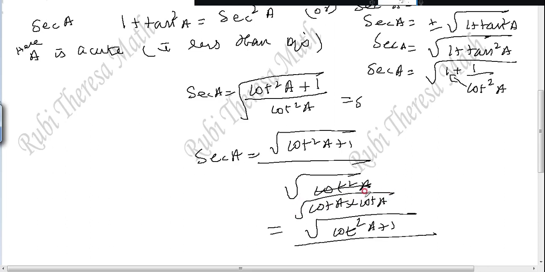What is it? Root of. Understand? So what is it here? Root of cot squared A plus 1 divided by cot A. There is no root in the denominator. You have taken square root, isn't it? Because cot squared A, so out of 2 cot, you have taken 1. Understand? So this is the answer. Secant A equal to root of cot squared A plus 1 divided by cot A. Is it okay?